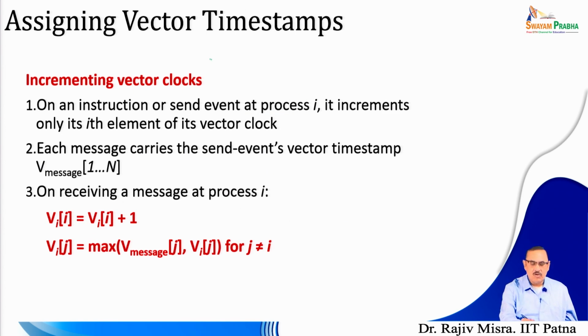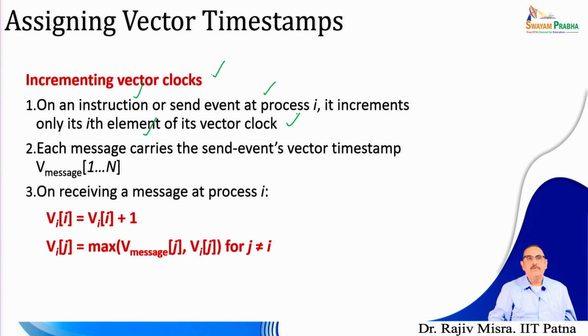Now, let us see the rules of vector clocks. So, how to increment the vector clocks? It has three different rules. The first rule says that on an internal or send event at a process i, it increments only the ith element of its vector clock.